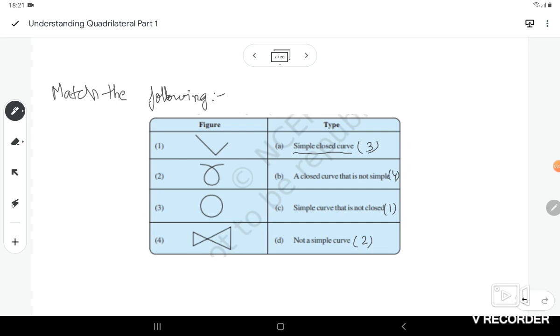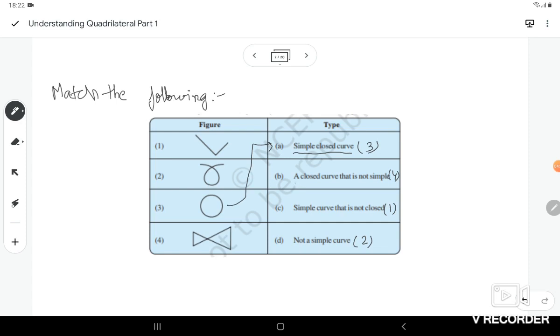Second figure is not a simple curve. It is closed but not a simple curve because there is some sort of crossing and overlapping of points. Now third is a simple closed curve, as we are not able to find the initial as well as the final point. So the third figure is a simple closed curve.